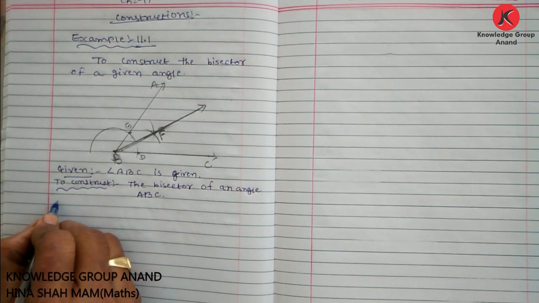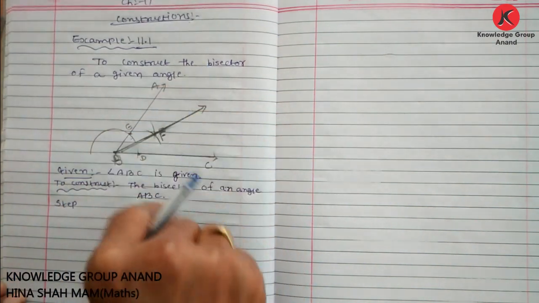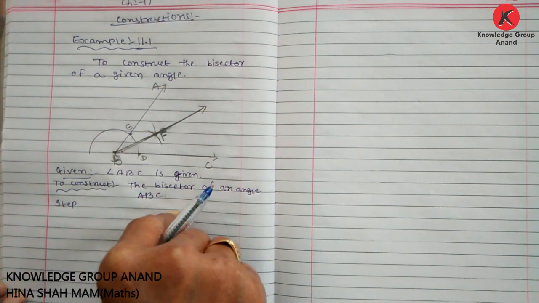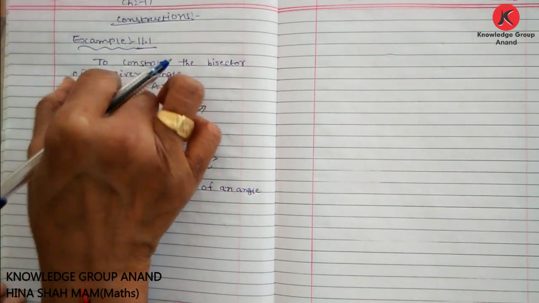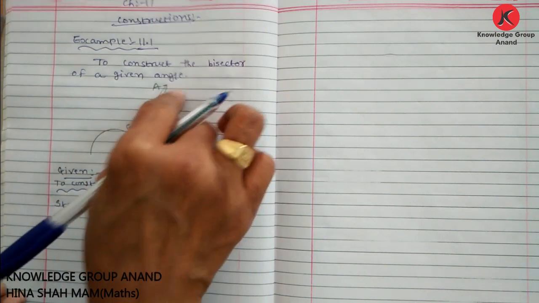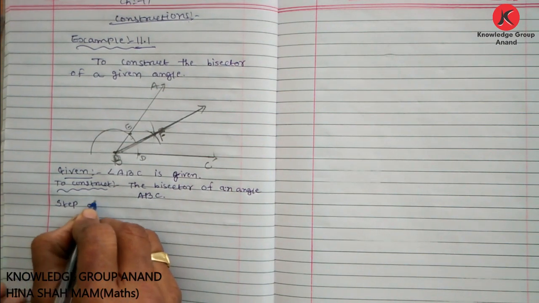Now we write the steps of construction. First we write this and then draw a figure. Here I wrote by mistake. First we write given part and to construct, then draw the figure and then write the steps of construction.